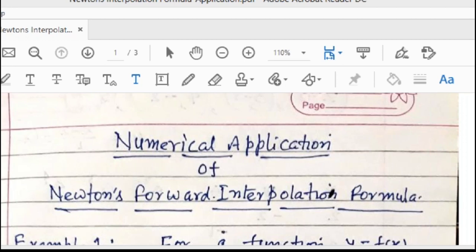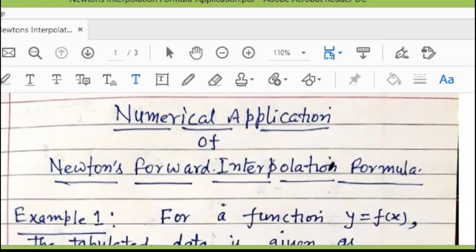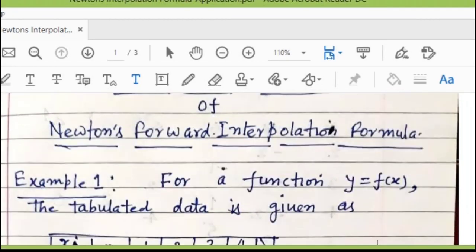After this example your concept will be clear. So the first example which I am going to present before you, with the anticipation that you must have remembered the previous formula developed earlier. From that point of view, look at this problem. Newton's forward interpolation formula means Newton's forward difference interpolation formula, as I have already explained.